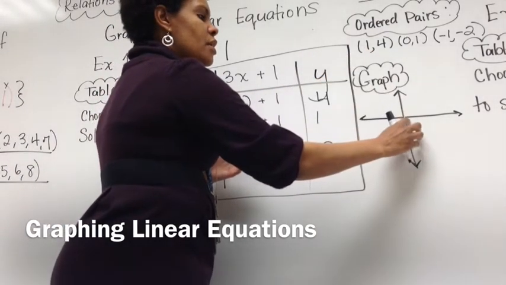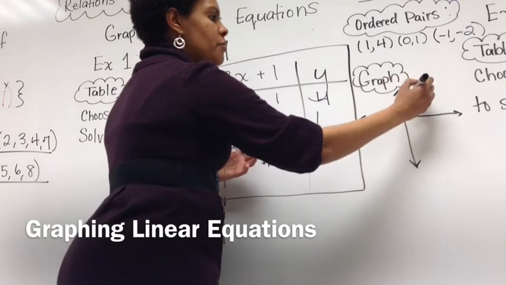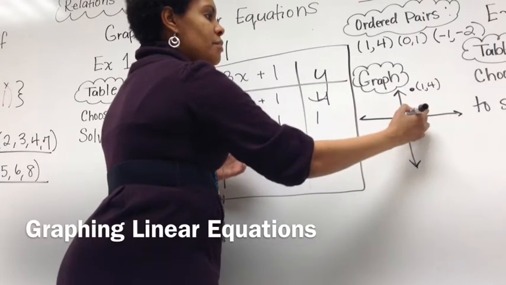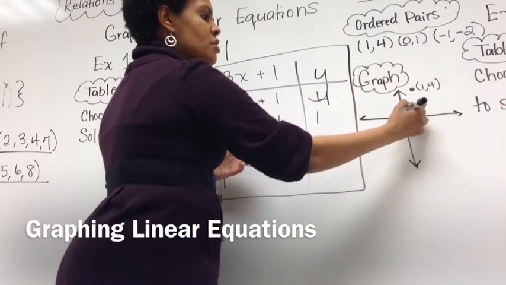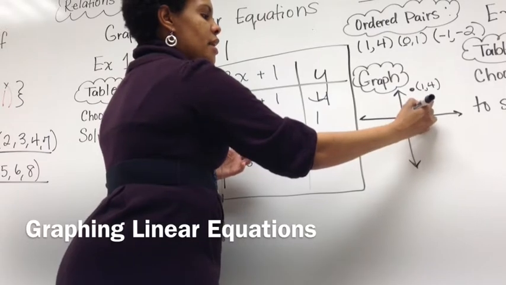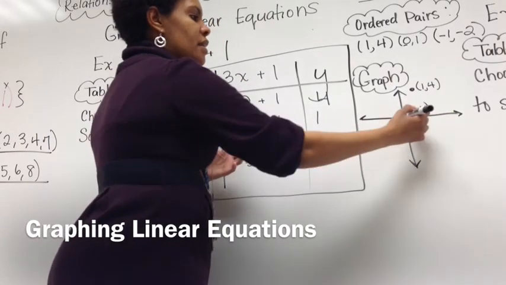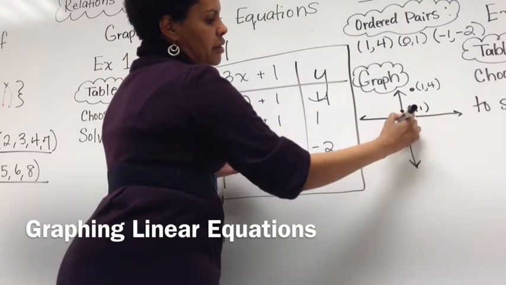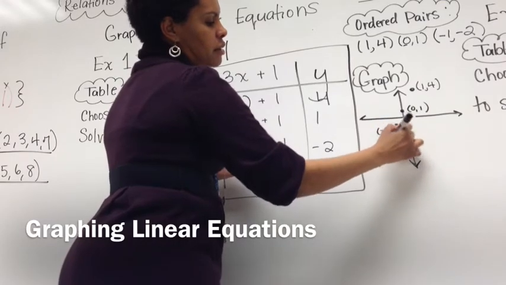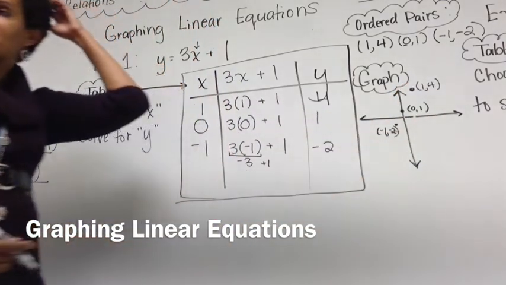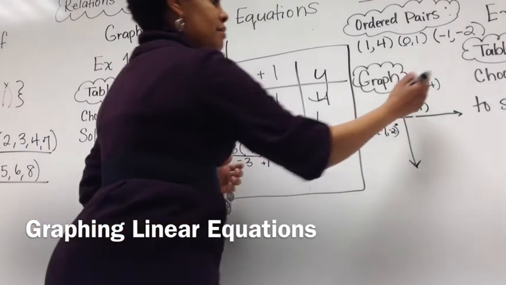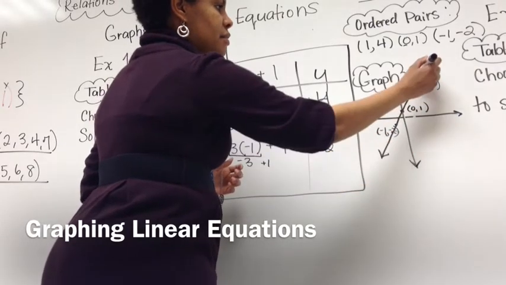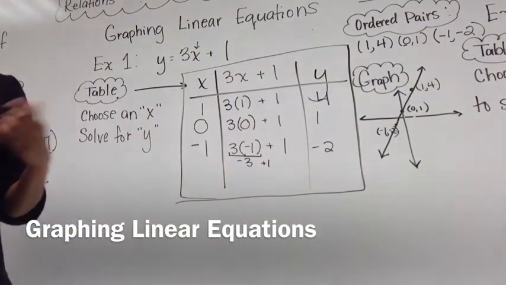1, 4: over to the right 1, up 4, about here. 0, 1, because this is 0, you're not going left or right, you're just going up 1. That's about here. And the -1, -2 is about here. And then what should they form if I did this right? A line. Always connect those points with a line. Hence linear equation.